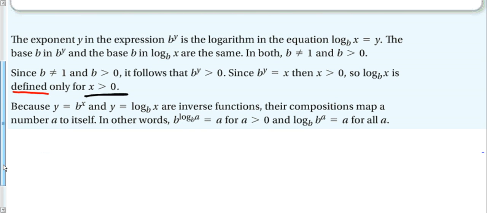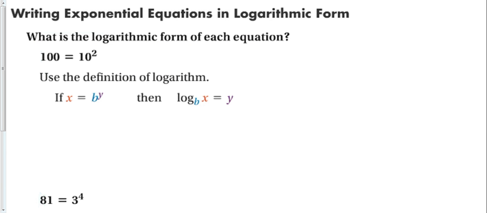And our last little point right here is that because they're inverse functions, the composition maps a number to itself. So what does that mean? If I take b to an exponent that's a logarithm, we are back to where we started. You're back to a. And the opposite is also true. If you take a logarithm base b of b to the exponent a, you go back to a. Out of all these, this one's probably the most important. We're saying that you just can't take the logarithm of a negative. You cannot have x as a negative. So let's see how this works.